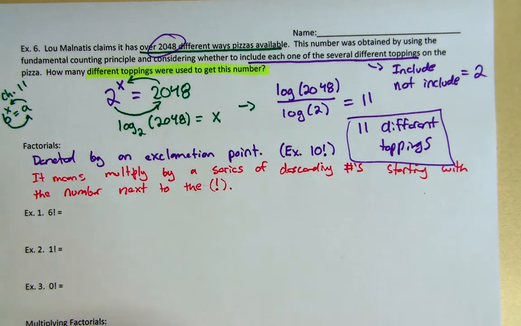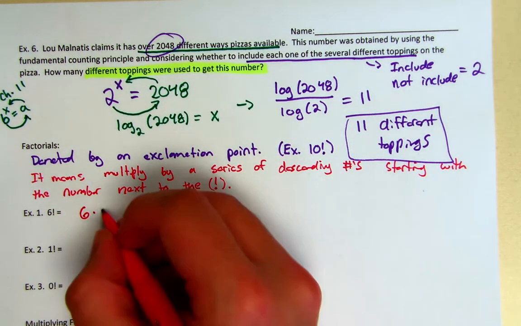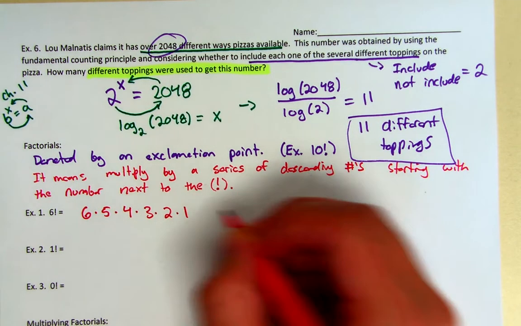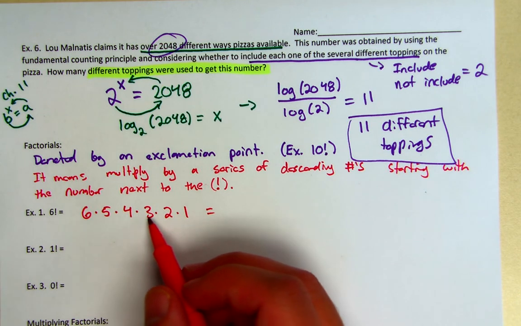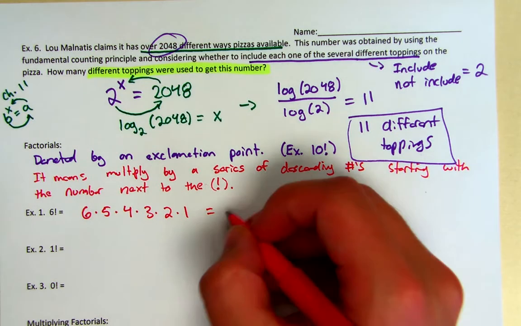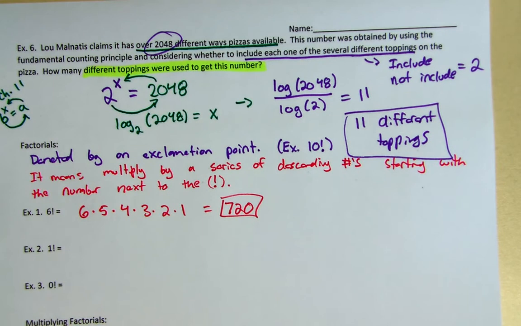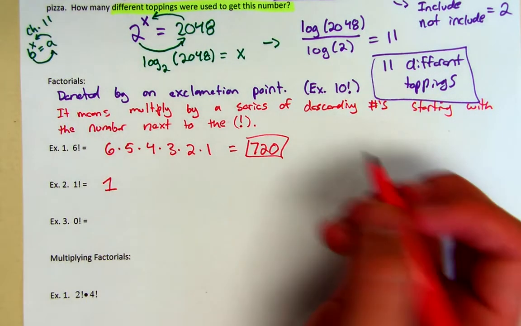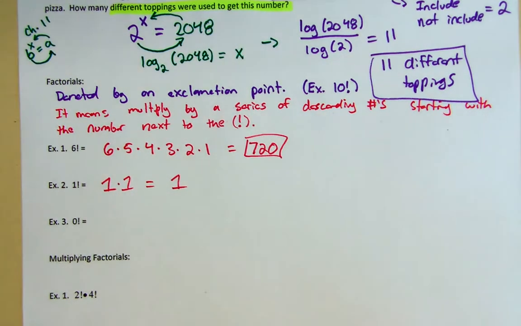So for example, we have 6 factorial. So start with 6 and then we're going to descend 5, 4, 3, 2, 1. So 6 times 5, 30 times 4, we get 120, 120 times 3, we get 360 times 2, 720 times 1 is still 720. Now, of course, you can use your calculator for that. Well, 1 factorial, that's really easy. 1 times 1, which is just 1.